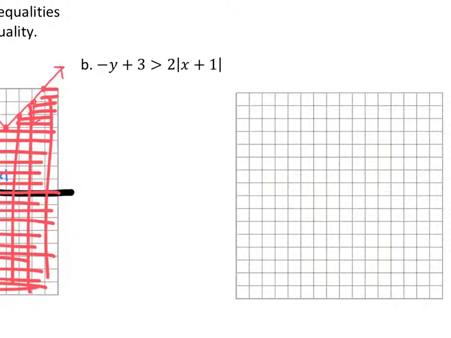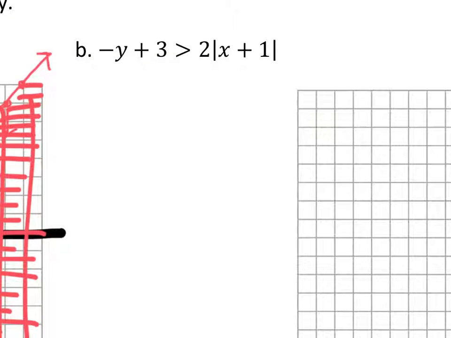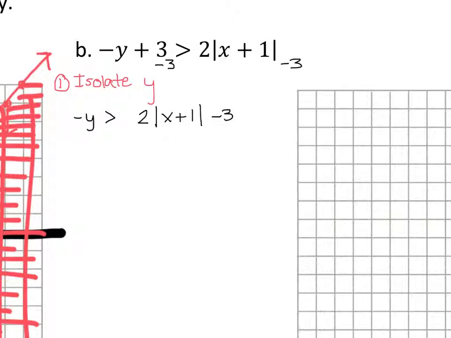Do we know what A, H, and K are over here yet? No. We need to do several steps on this one. Of course, there's always one problem that takes more work than all the others. So this one, we need to isolate Y first. So what should we move? The 3. How are we going to do that? Subtracting it. So I get negative Y is greater than 2 absolute value of x plus 1, all minus 3.